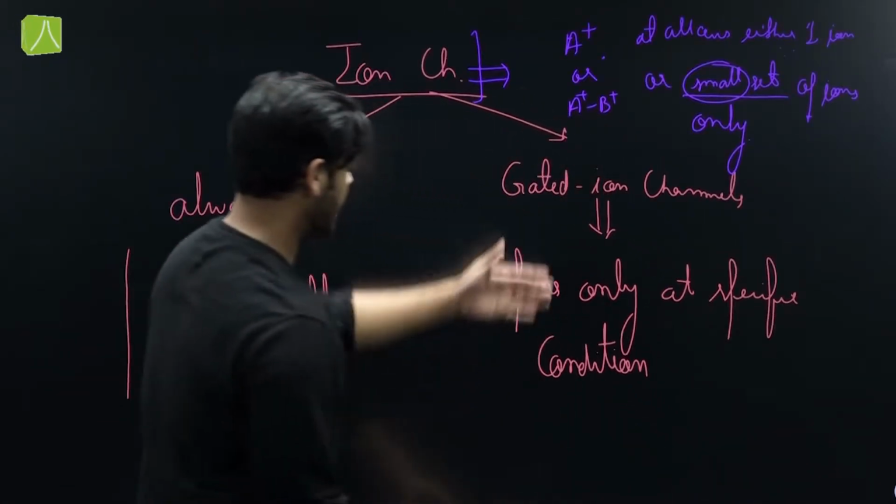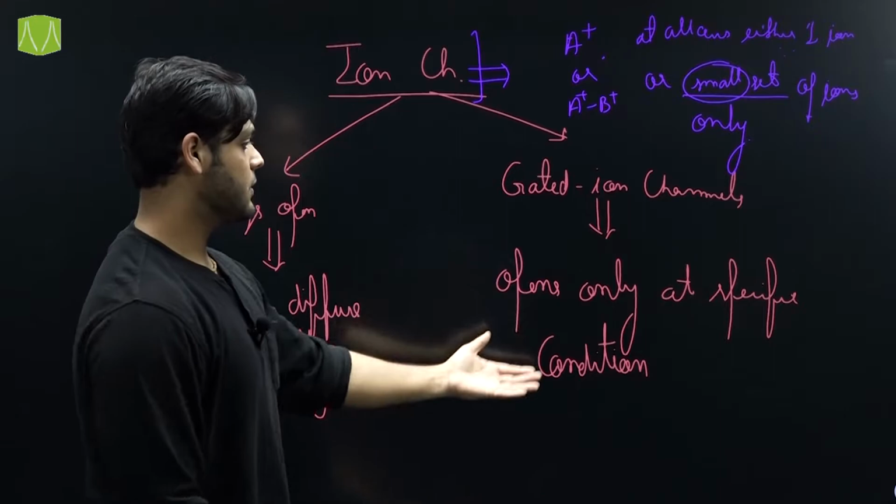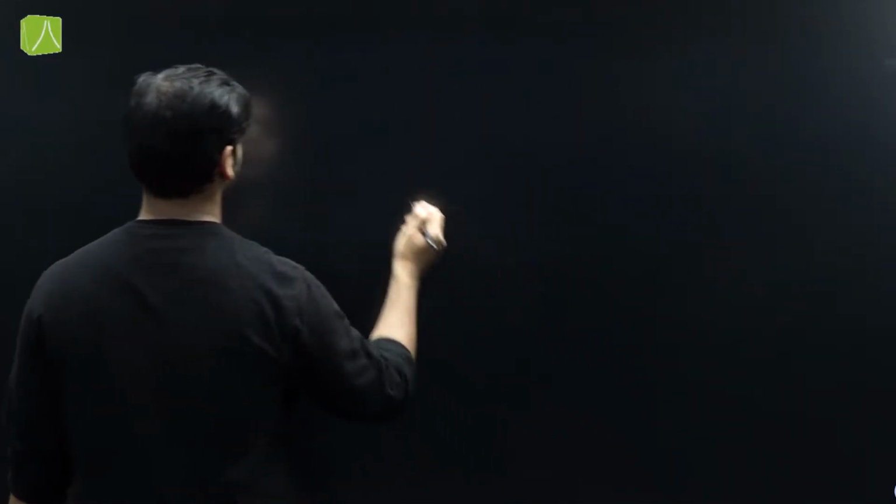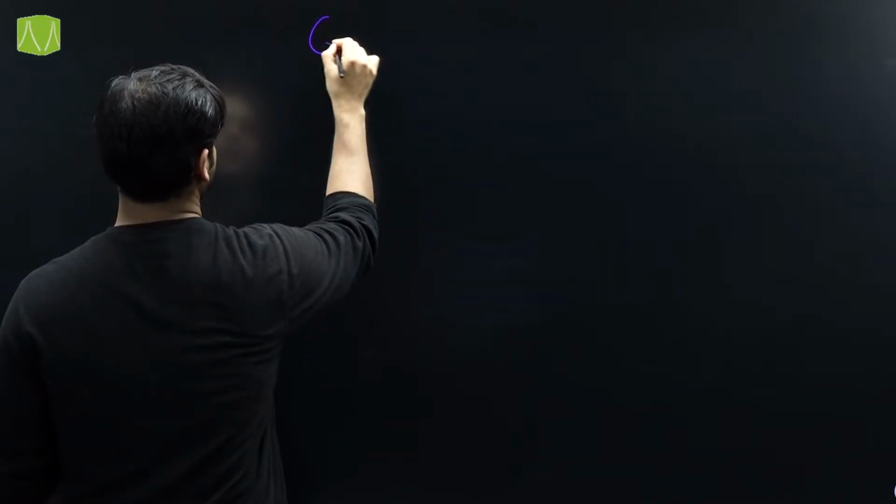Now, if these are gated ion channels, there must be some specific condition. On the basis of this specific condition, we have some more classes of these gated ion channels.